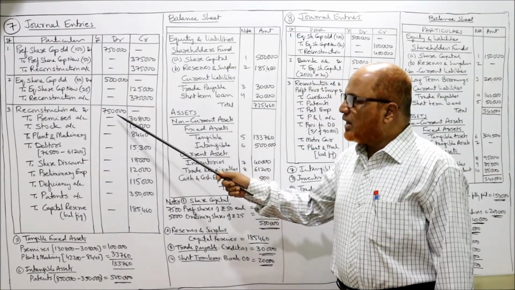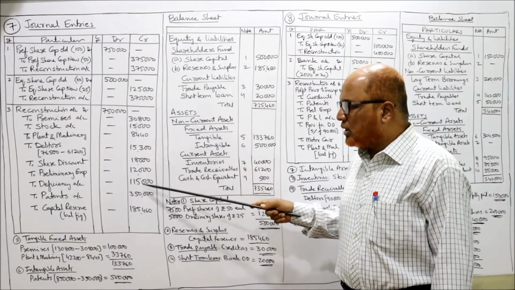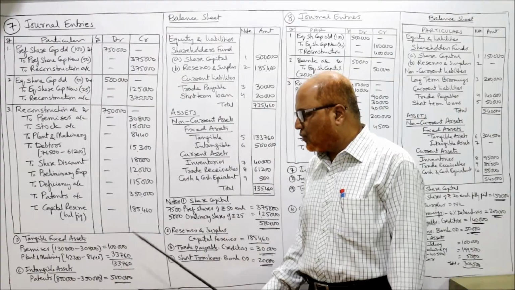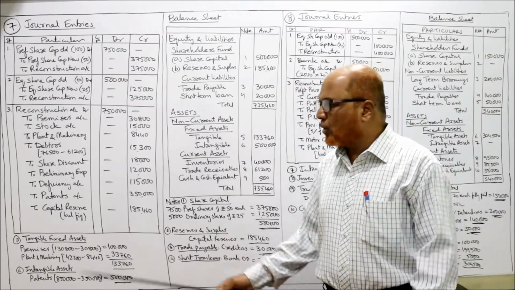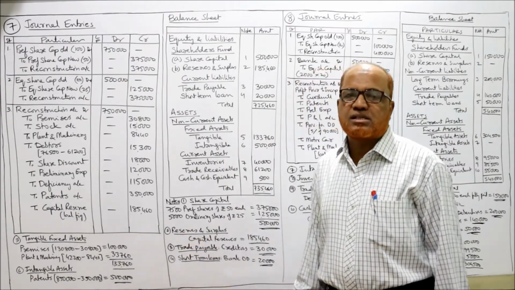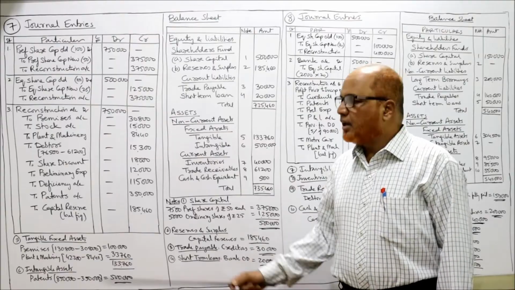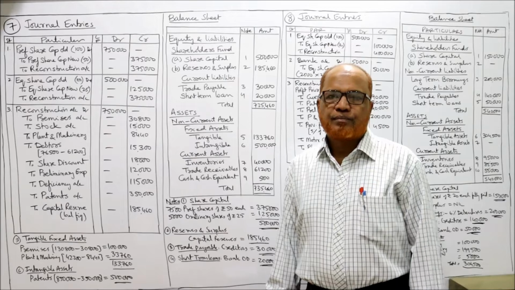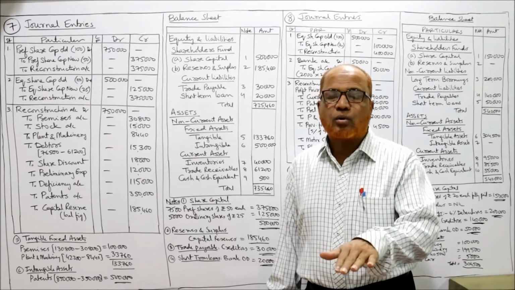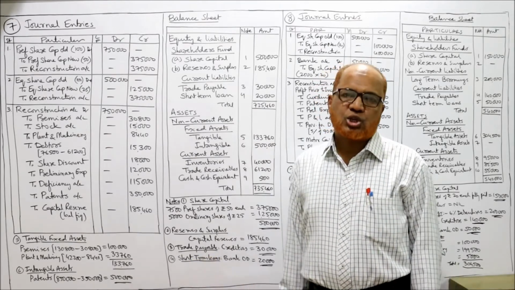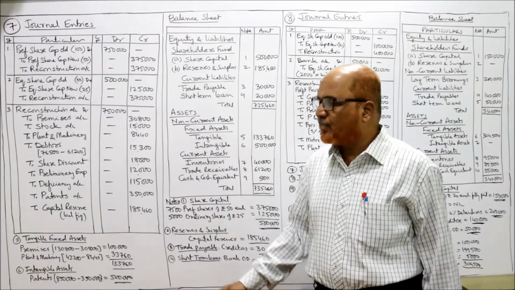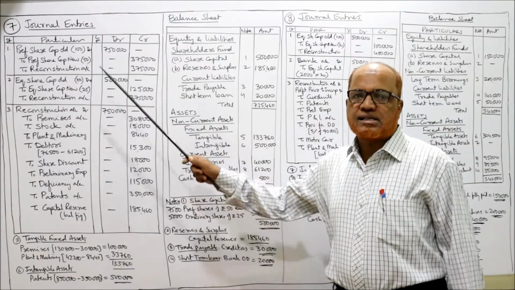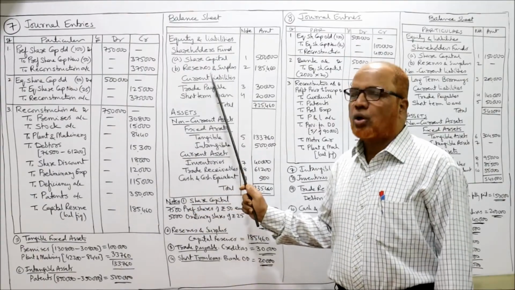Now from 7,50,000 if you deduct all these amounts, still we are having a balance of 1,85,460. That balance we are going to transfer to capital reserve account. Narration: Being the fictitious assets written off and other assets written down as per the reconstruction scheme, and the balance is transferred to capital reserve account. So we have implemented the scheme. Now what will be the effect on the balance sheet?